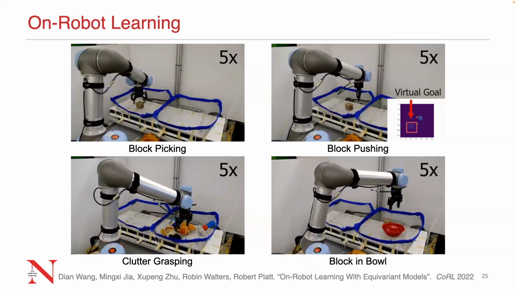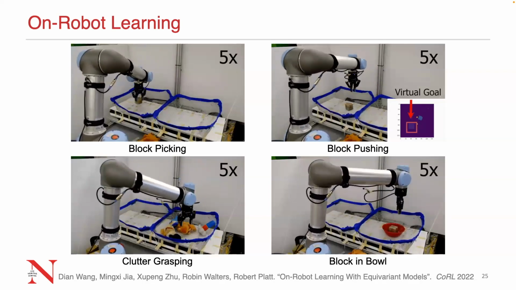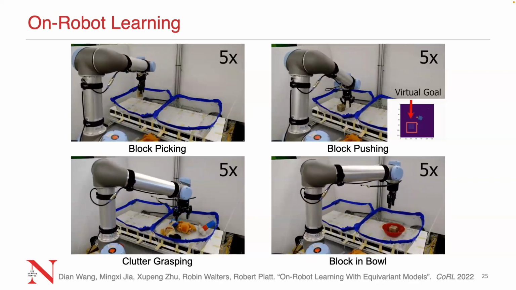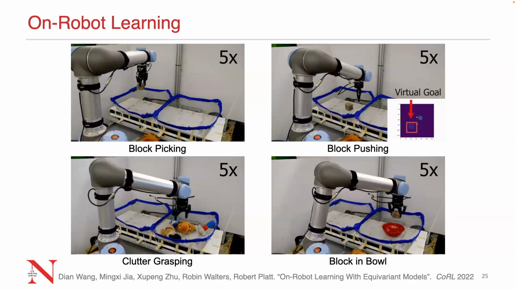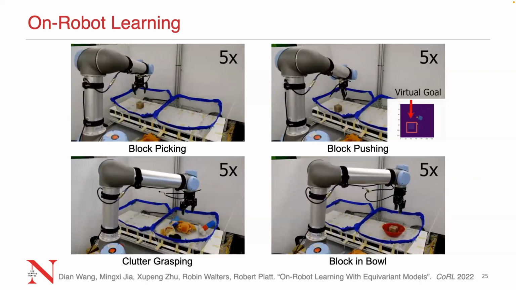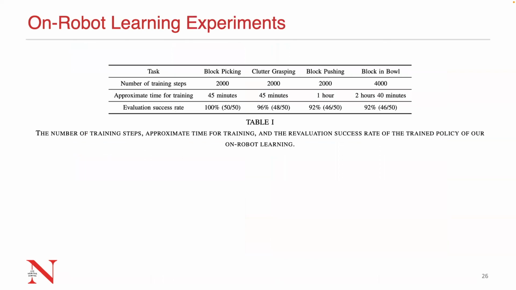And then we have clutter grasping, where there are some objects in a clutter, and the robot needs to pick up one of the objects. And then block in bowl is a pick-and-place task, where the robot needs to pick up the block and then drop it inside the bowl. So in those 4 environments, we can actually solve the first 3 within 1 hour. So that's a very fast learning speed. If you think back to the grasping project I showed on the first slide, that required 800 hours.